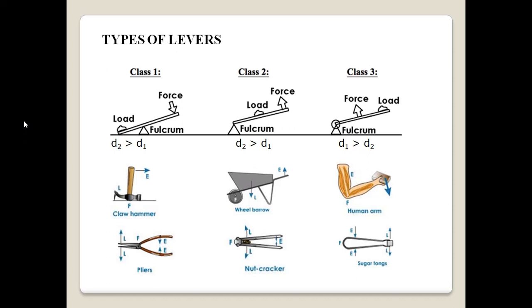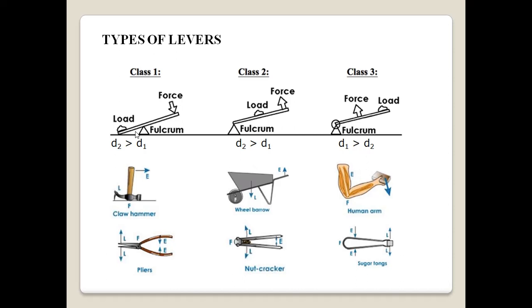What about class 2? In class 2, we can see the fulcrum is at one end, the load is in the center, and the force or effort at the right end. Here also, the distance from load to fulcrum is D1 and from force to fulcrum is D2. Obviously, D2 is greater than D1. Therefore, mechanical advantage will be high. And the examples are a wheelbarrow and a nutcracker.